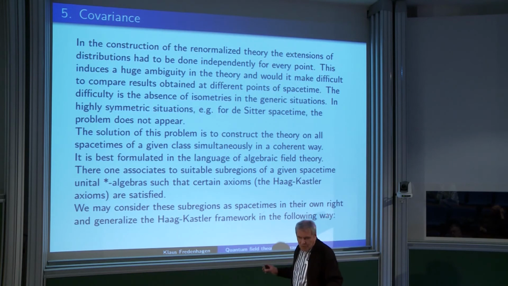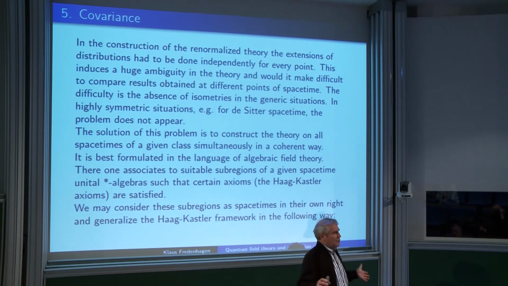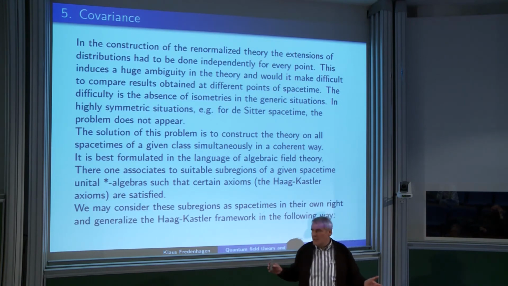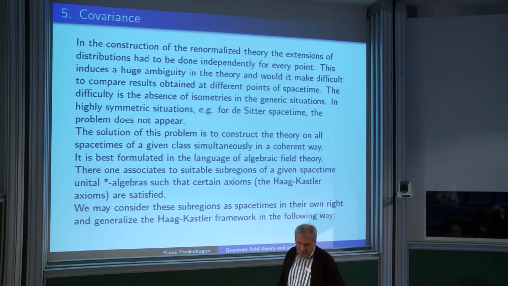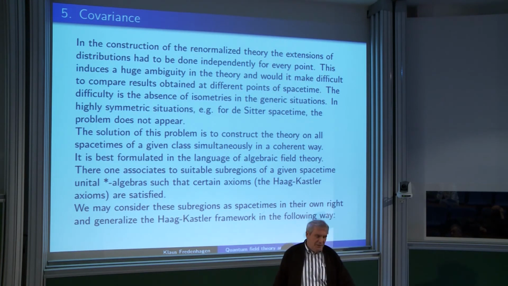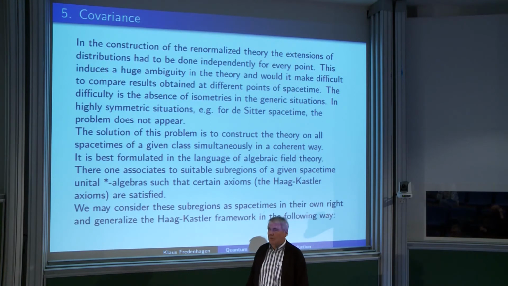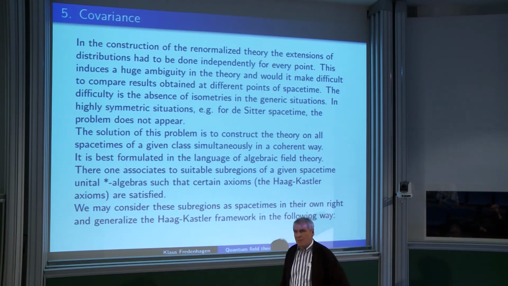But of course, this problem does not exist on Minkowski space. There you have a sufficiently large symmetry. You can have other space-times with large symmetries where you have similar advantages. But in the generic case, you really have the problem that it seems that you have independent conditions at each space-time point, which of course would be very ugly. Now, the solution of this problem is to construct the theory not on one specific space-time, but on all space-times in a coherent way.